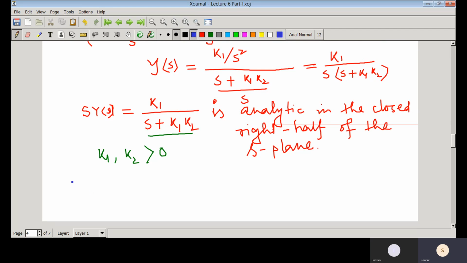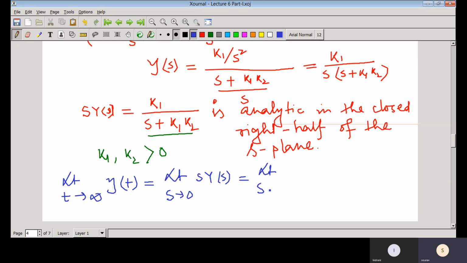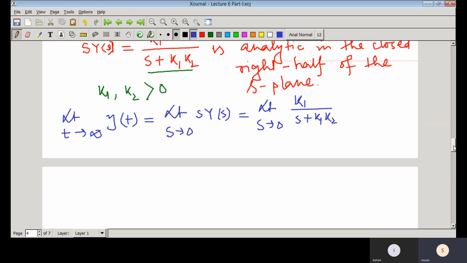Now if we apply the final value theorem, what will we get? The limit as t tends to infinity of y(t) is the limit as s tends to 0 of s Y(s). So we get the limit as s tends to 0 of K1 divided by s plus K1 K2, and you will get 1 by K2.